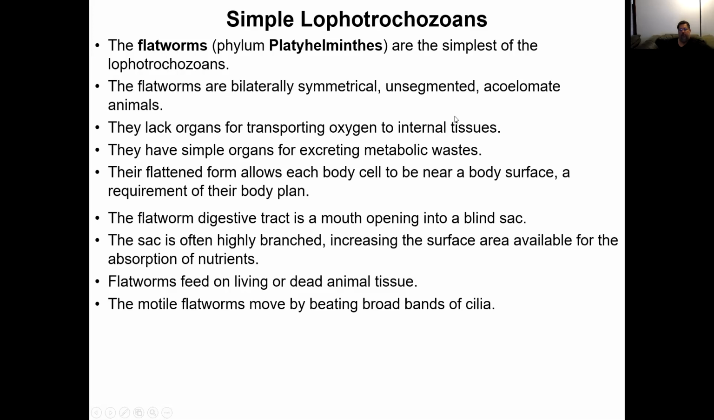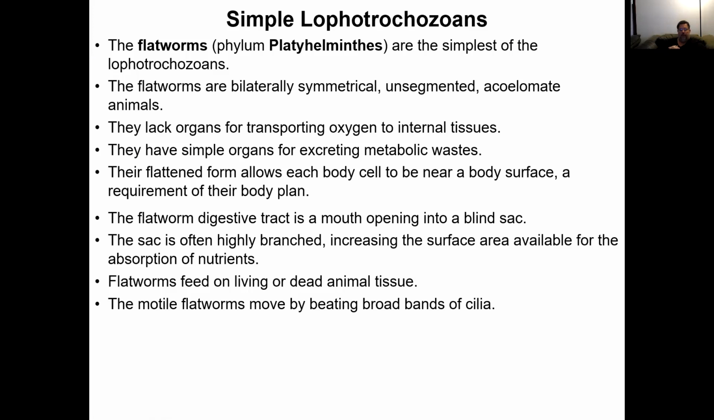Flatworms are bilaterally symmetrical, but very, very flat. They're unsegmented acoelomates. They lack organs for transporting oxygen, so that means oxygen is going right through their skin and into their internal tissues. They have very simple organs for excreting metabolic waste. They wouldn't have really a true kidney or anything like that, and a lot of the waste would actually be released via their skin. They're very flattened in shape, and when they're very flat like that, it helps them to diffuse oxygen right into the tissues from the environment.